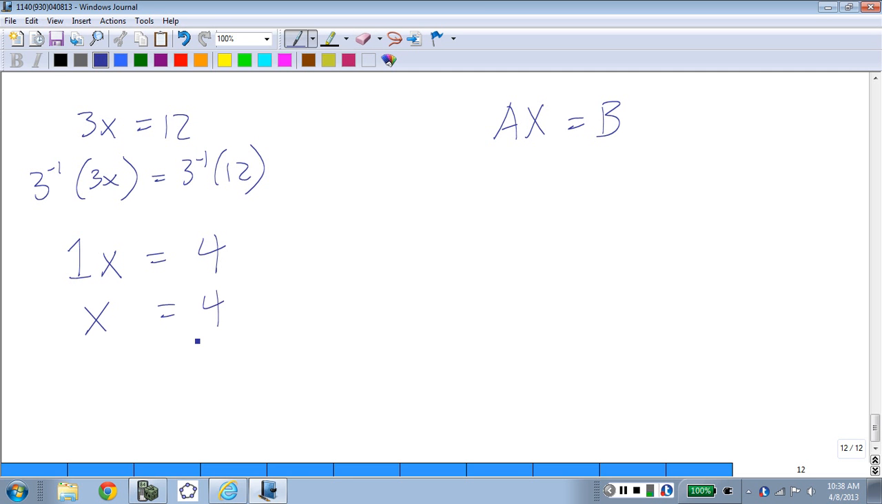Something similar to that we want to do with the matrices. Here's what we want to do. We need a matrix. We can't divide by A. So we need a matrix that we can multiply by A, and it'll give us ultimately x down here. We're going to call it A inverse if it exists. We want to multiply that by A so that it gives us the identity matrix.